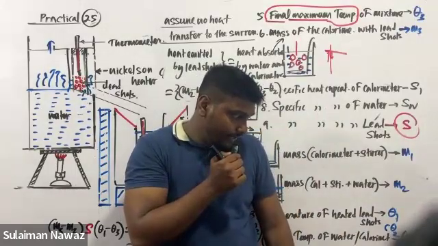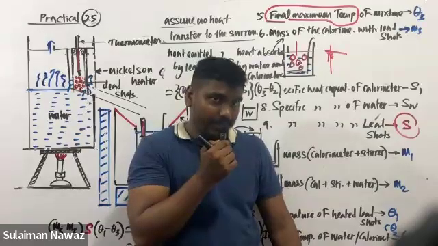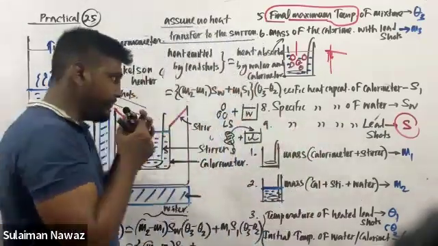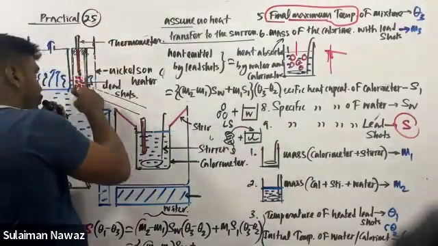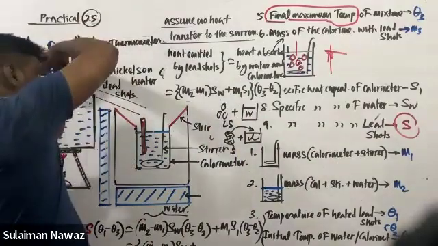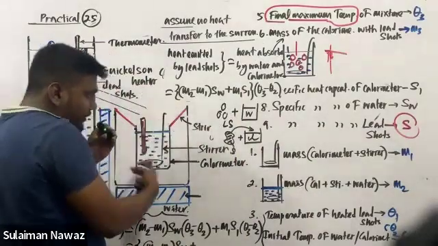And for transferring the lead shots to the calorimeter with minimum heat loss. Now, what will happen? Think practically rather than using this setup. Here, what do you do? You heat the lead shots using a Nicholson heater. When you open the cage, they go through this path and fall into the water.